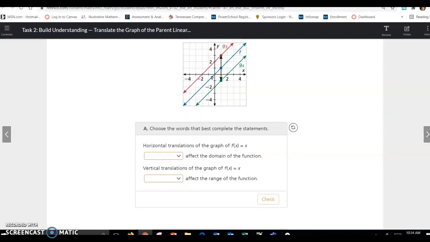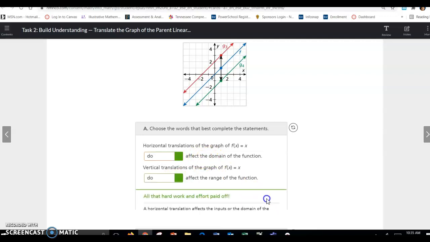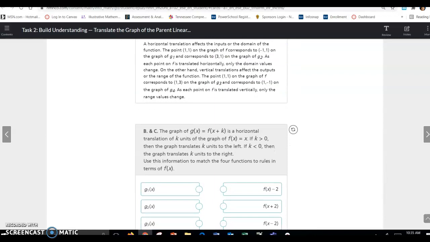Okay? All right, so it says choose the words that best complete the statement. Horizontal translations. Horizontal, remember, is on your x-axis. Horizontal translations of the graph of f of x equals x, so that's your parent function, do affect the domain of the function. Vertical translations of the graph, vertical means up or down, of your parent function, and they do affect the range of the function. Okay, so horizontal is going to affect the domain, vertical will affect the range.